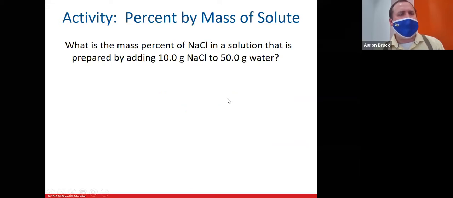All right, go ahead and try this one yourselves. What is the mass percent of sodium chloride in a solution prepared by adding 10 grams of sodium chloride to 50 grams of water?